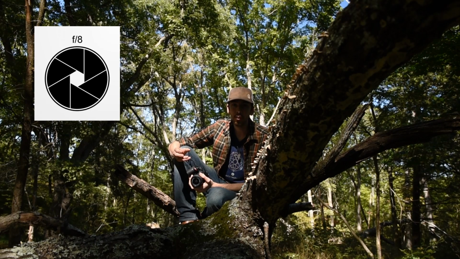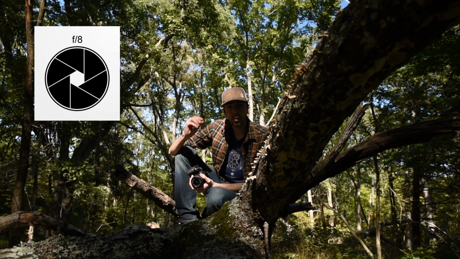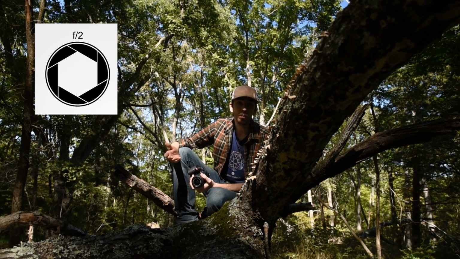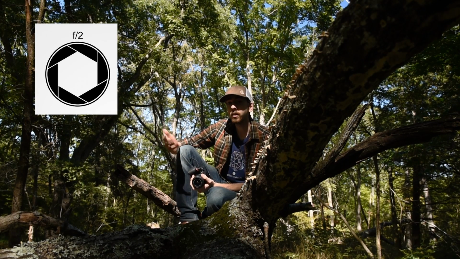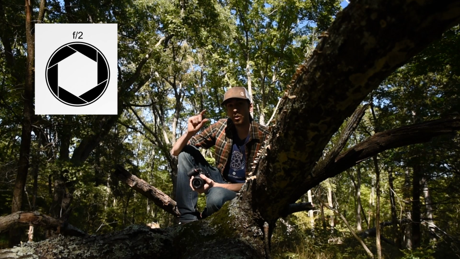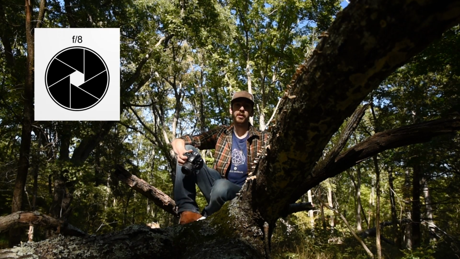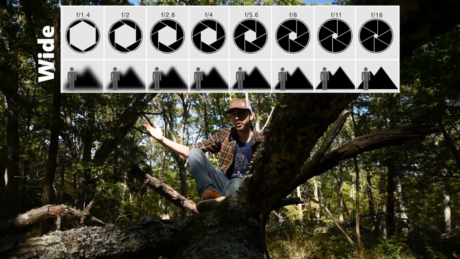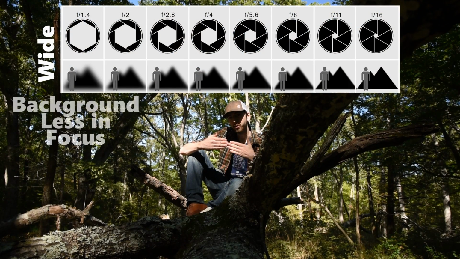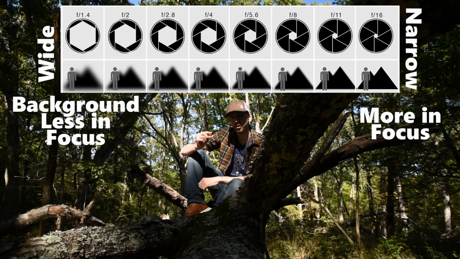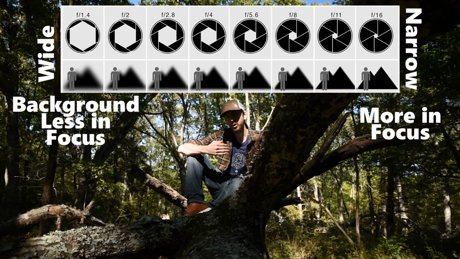Like your eyes, when it's dark, your pupils will expand and it will let in more light. And when it's super bright out, like it is today, your pupils will contract and let in less light. The same goes for the camera. The wider your aperture, the more shallow the depth of field will be. And the more contracted the aperture, the more depth of field you'll have.